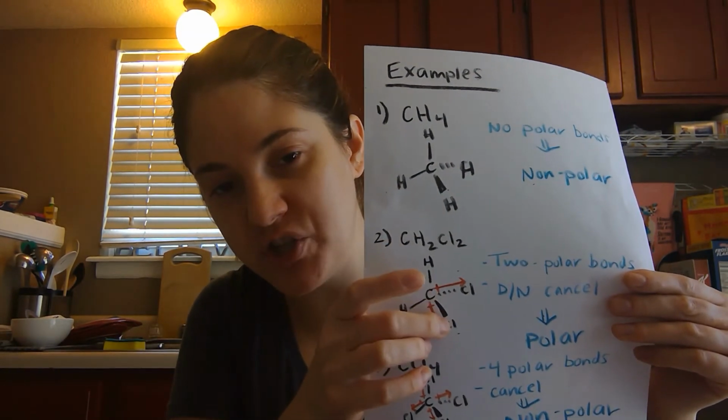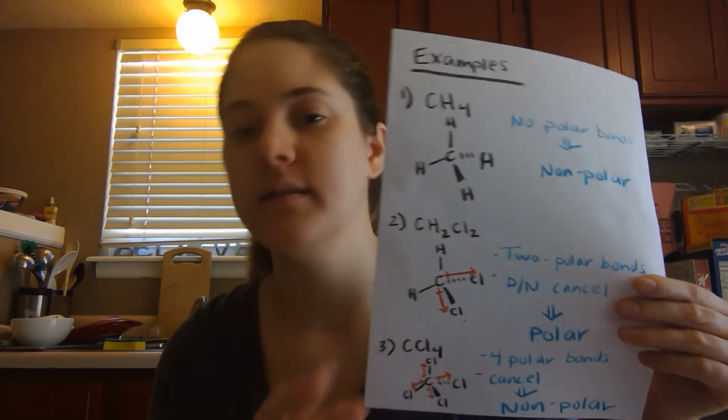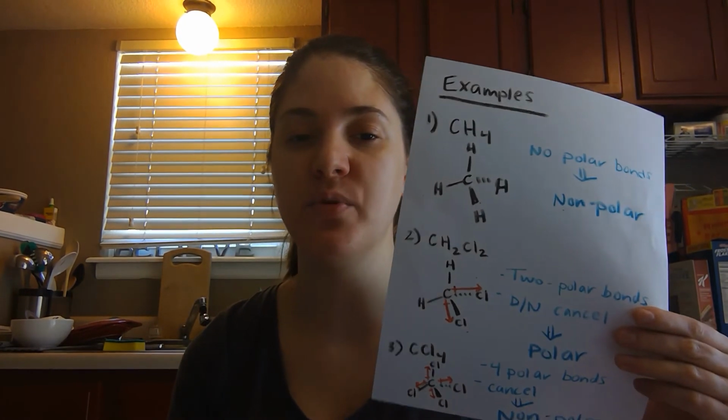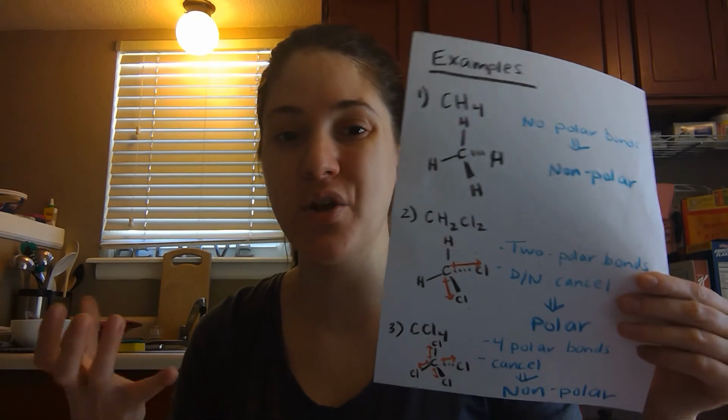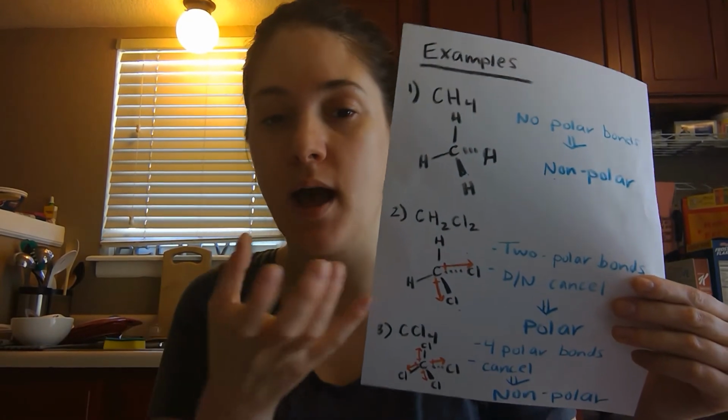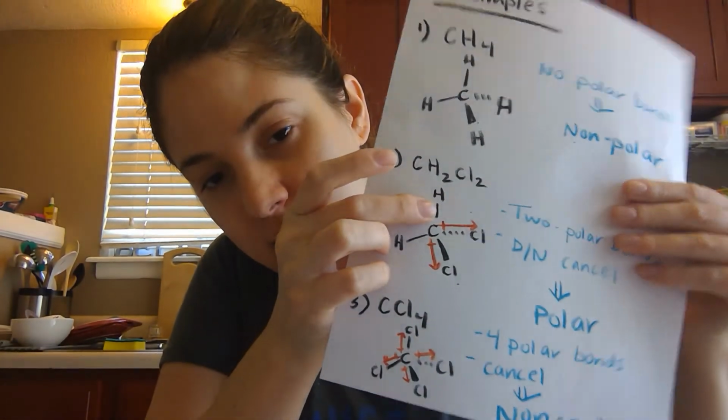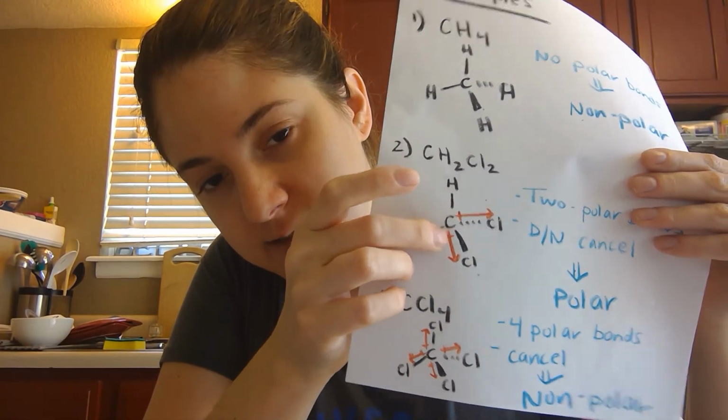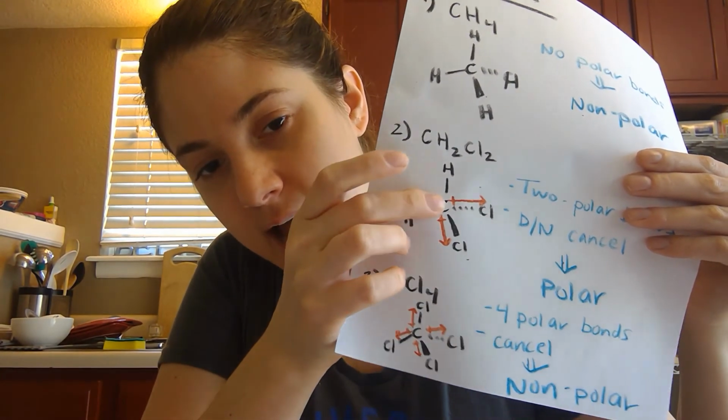But now we have these 2 carbon-chlorine bonds. The difference in electronegativity between carbon and chlorine is pretty great. So these are going to be polar bonds. You can show this bond polarity with this arrow. This is called a dipole arrow.